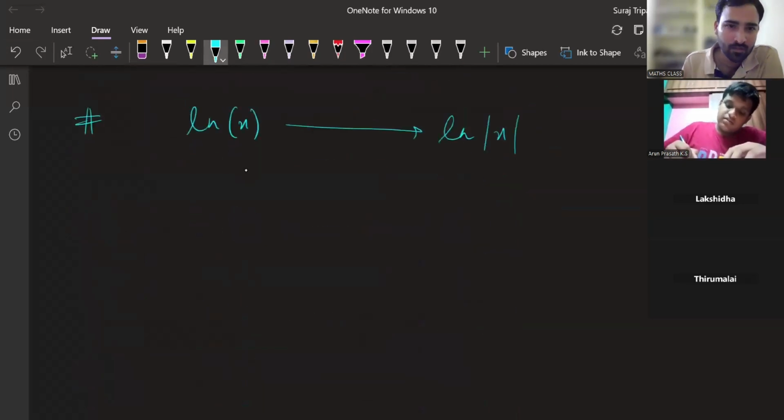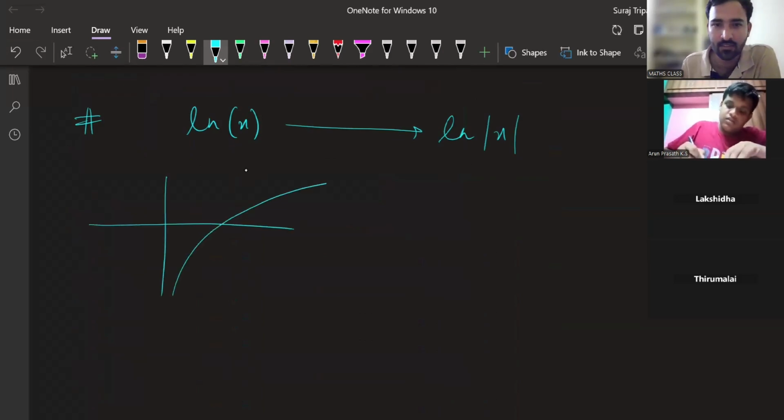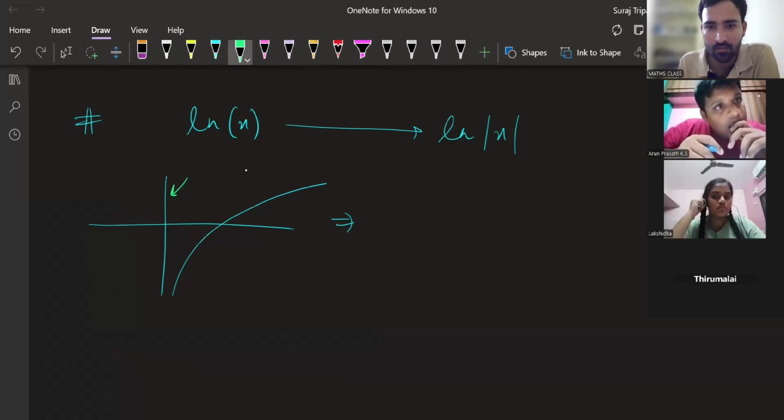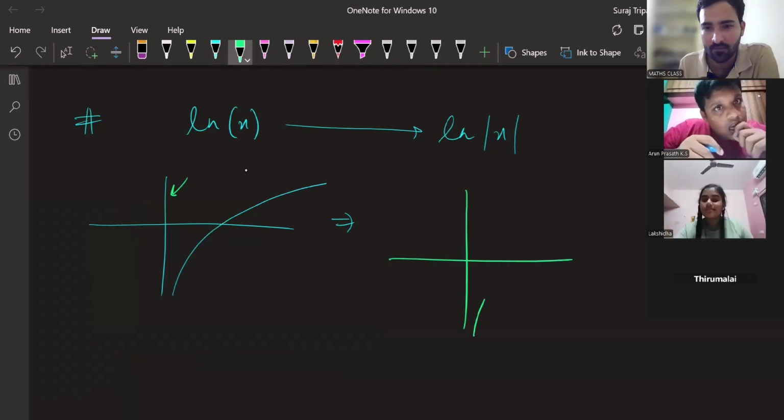Now draw the graph of ln x. This is the graph of ln x. So ln x to ln mod x. First of all, whatever graph is present on the left side of the y-axis, we have to remove. But as you can see, there is no graph present on the left-hand side of this y-axis. If it is not present, then no problem. We have to take the reflection of the entire graph with respect to the y-axis. So here the graph will be like this one.